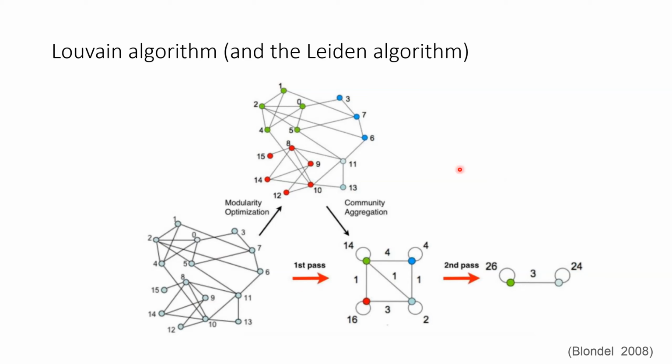And then there are two additional steps in the Leuven algorithm. They're simple. The first step is modularity optimization. Here each node is iteratively moved around into different modules until the density of connection within a module relative to the number of connections between the modules is maximized. And then the second step is community aggregation, where each node is labeled with the community it belongs to.